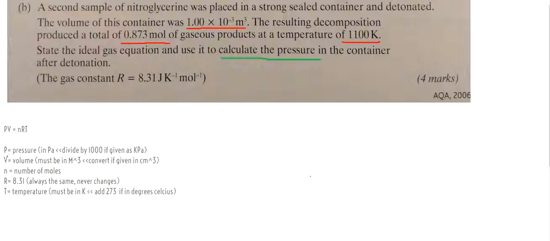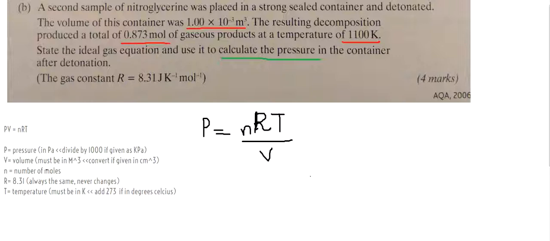Here, going back to our gas equation, the second thing we have to do is rearrange the equation to get P on the left on its own. Now, how you do that is divide both sides by V. Here, if we just divide both sides by V, we get P equals nRT over V.